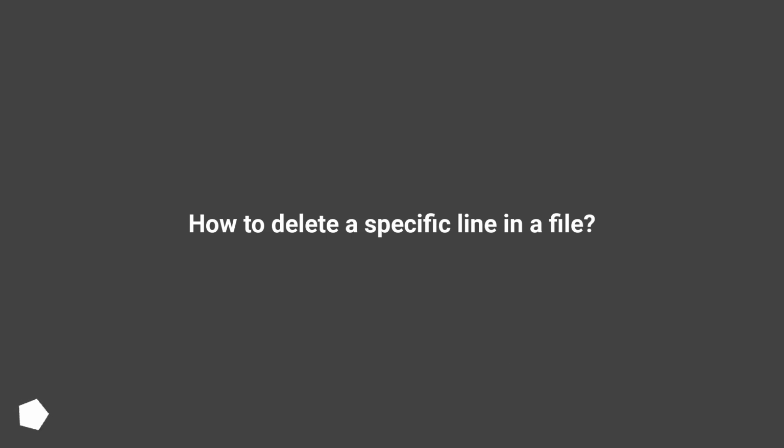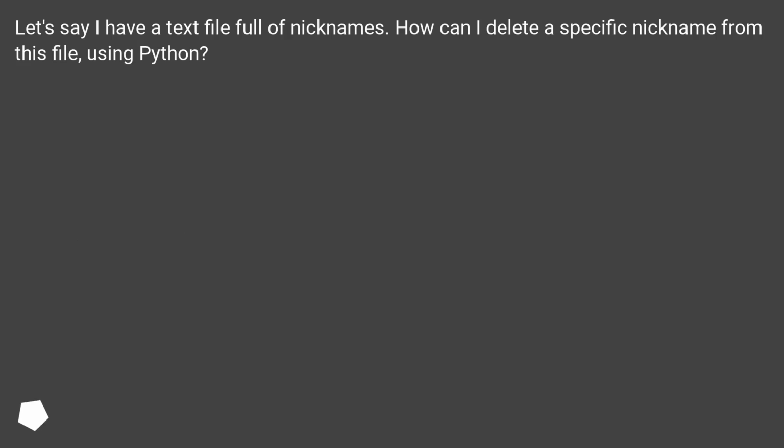How to delete a specific line in a file? Let's say I have a text file full of nicknames. How can I delete a specific nickname from this file using Python?